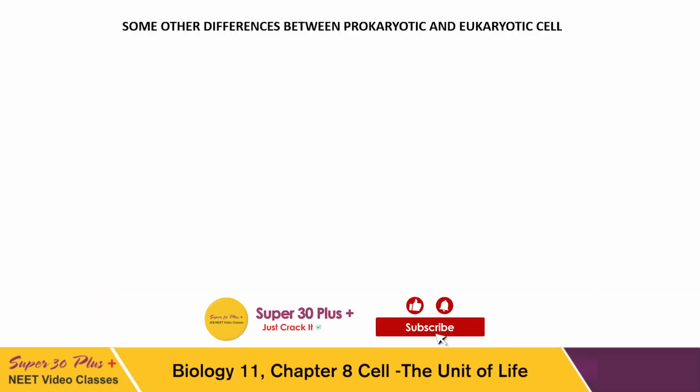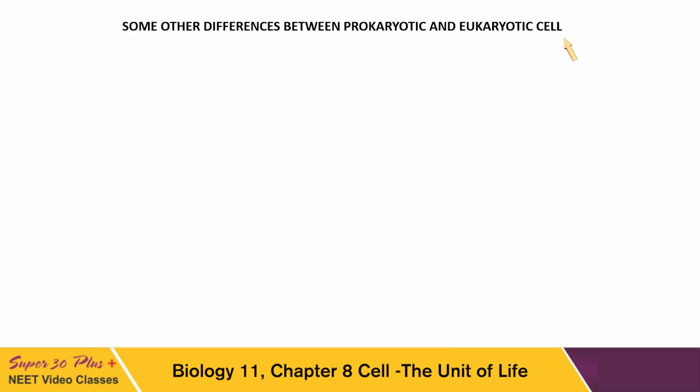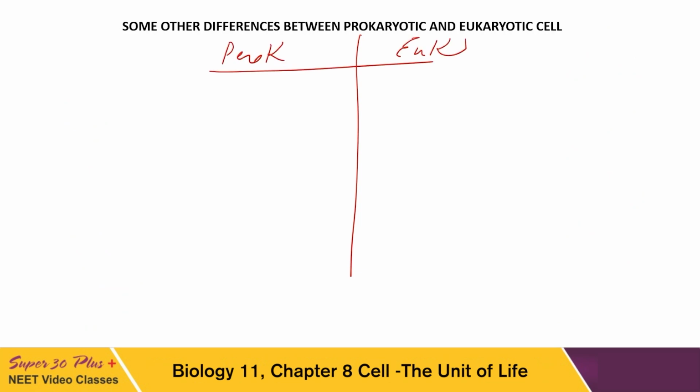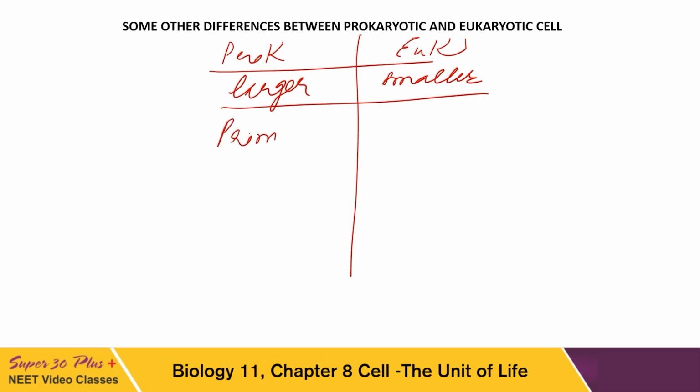Besides this, we can recall some other important points, some other differences between the prokaryotic and eukaryotic cell. If you see the size, the prokaryotic cell is usually smaller as compared to the eukaryotic cell. These are usually larger in size, and these are the smaller ones. This is also one of the differences. These are usually primitive in nature, and these are comparatively advanced. Okay. Some other points we can discuss.